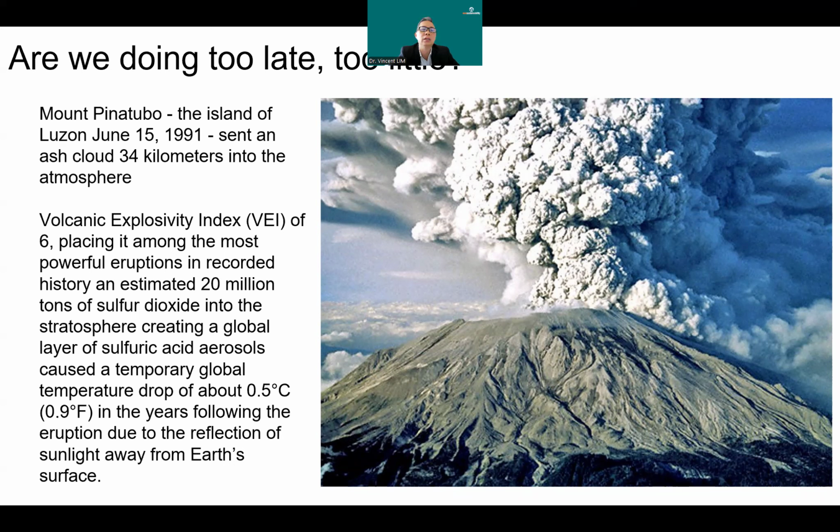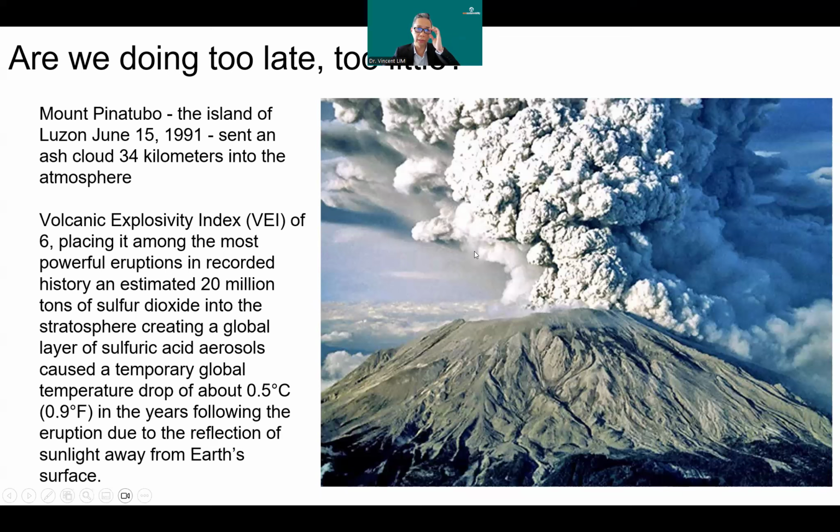That means it is the second most powerful volcano eruption recorded in the history of mankind. But recorded history of mankind, not history of mankind. In the history of mankind, there are many others. But using VEI to record, it is the second most powerful in recorded history. It's about 20 million tons of sulfur dioxide in the atmosphere. But the effect is that global temperature dropped by 0.5 degrees Celsius.